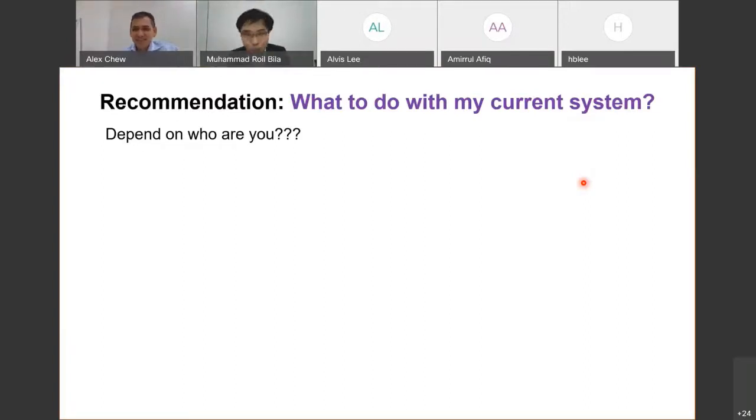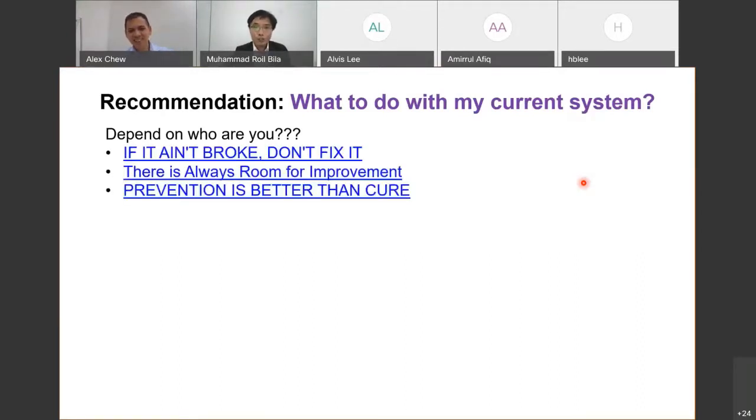Well, it depends on who you are. I said, it depends on who you are. So I quote, this is a British quote. There are three things. First, if it ain't broke, don't fix it. If you have an excellent conventional method and you meet all of the requirements, you don't need reuse. Everything is well. If it isn't broken, don't fix it.